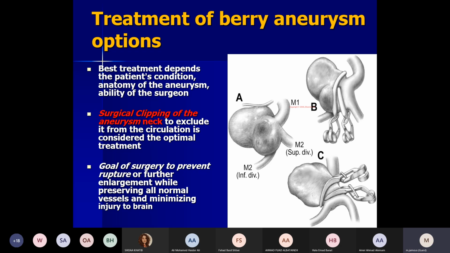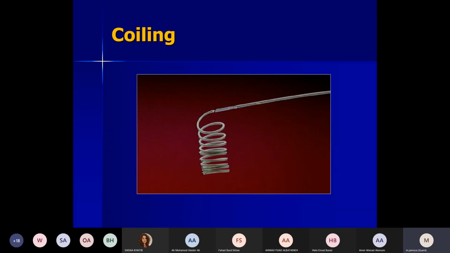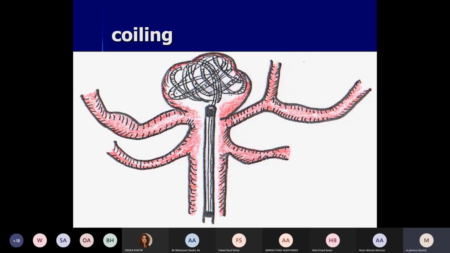The other management line is coiling by an interventional radiologist. For the coiling, we insert a microcatheter into the sac of the aneurysm and we start to deploy coils within the sac. There are different sizes and shapes of coils, and the coil will end up forming a clot within the sac of the aneurysm to prevent rebleeding.